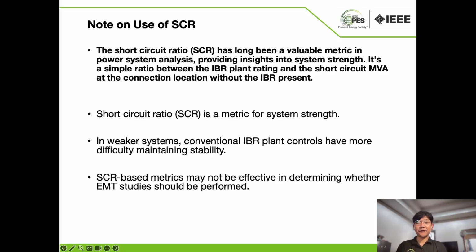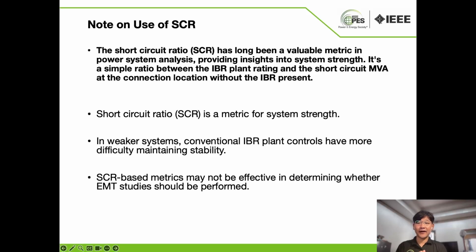While EMT can accurately model converter performance under these conditions, PD may face limitations due to its frequency range. However, these limitations are not strictly tied to the SCR metric.